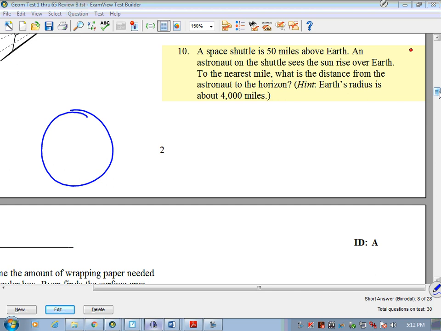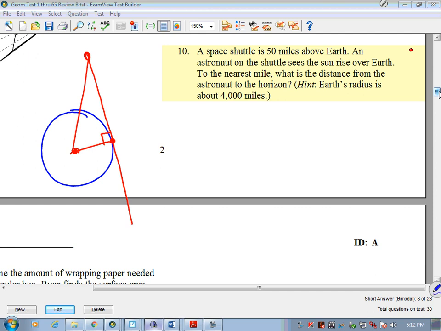We have the sun's rays coming across, and it's important to note that the sun's rays are our tangent line, and our tangent line is at a right angle with our radius. Okay, so as we look at this, my astronaut's up here, and most times people put the hypotenuse on the wrong side. They make the hypotenuse the tangent line, and it's not. The hypotenuse is the line that runs from the center of the Earth to our astronaut.